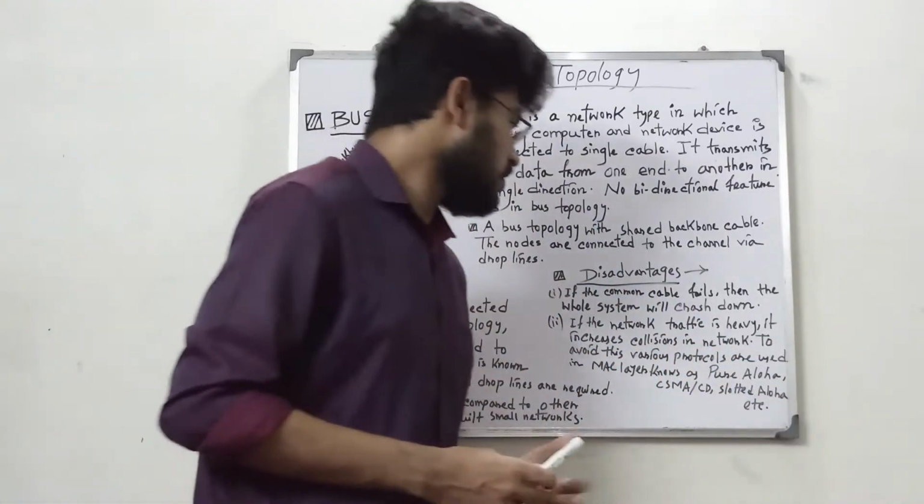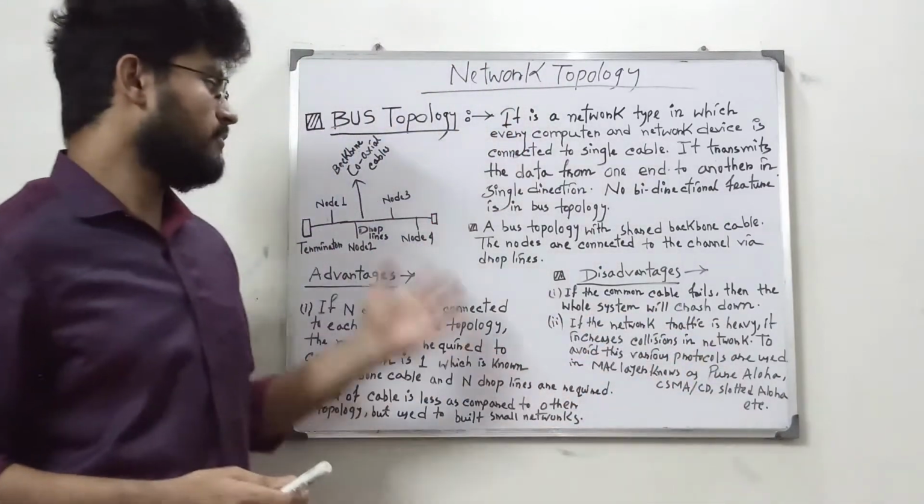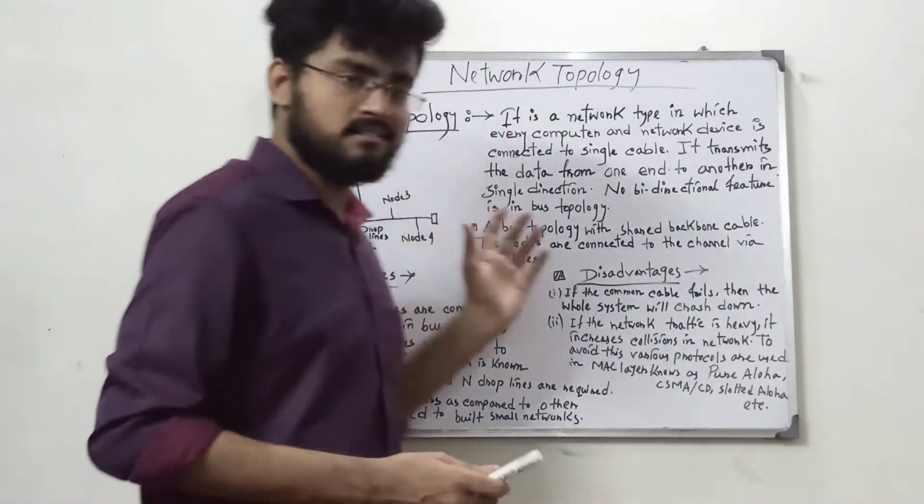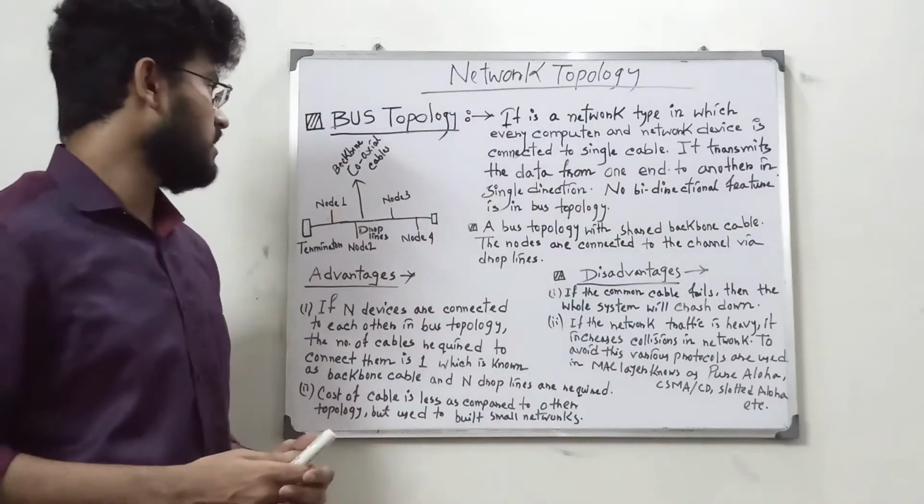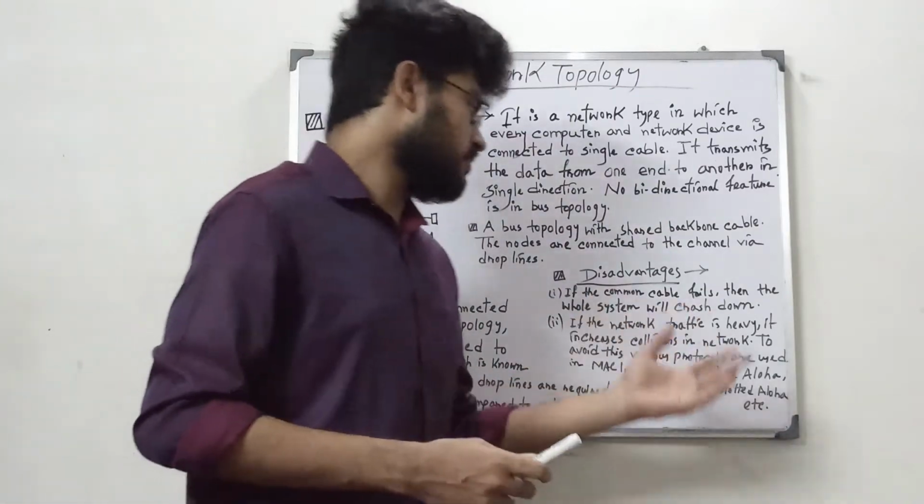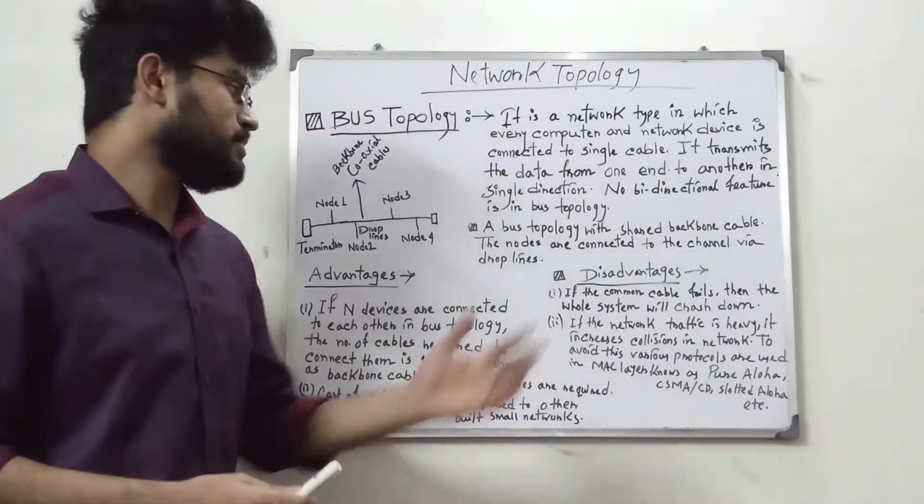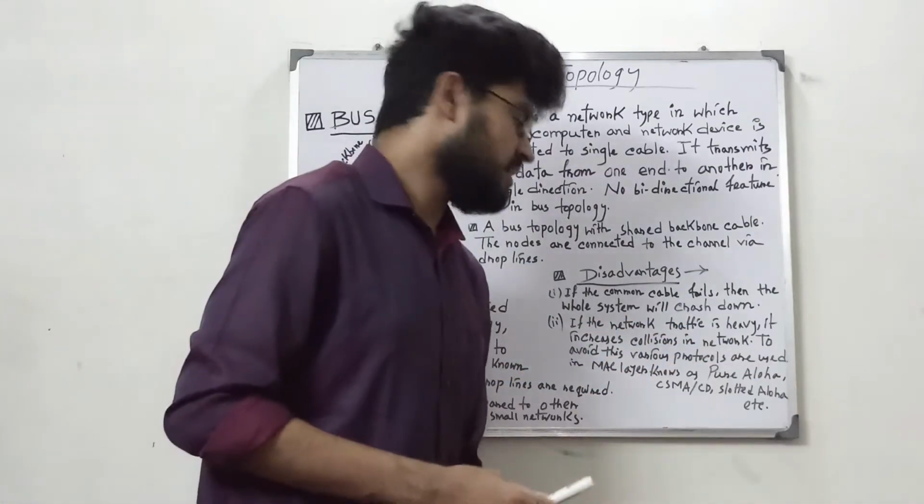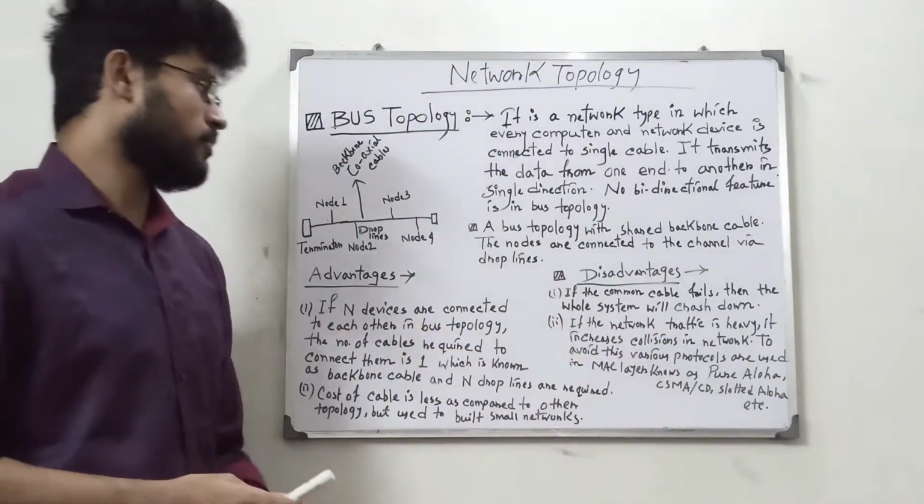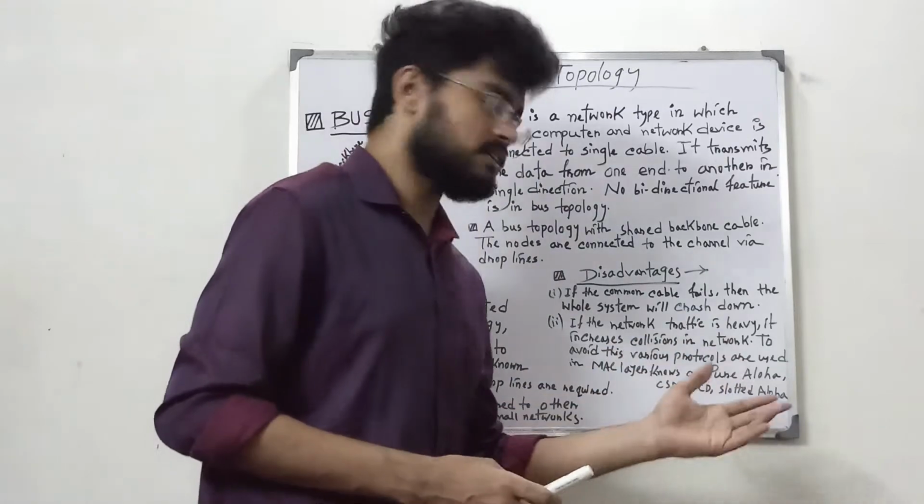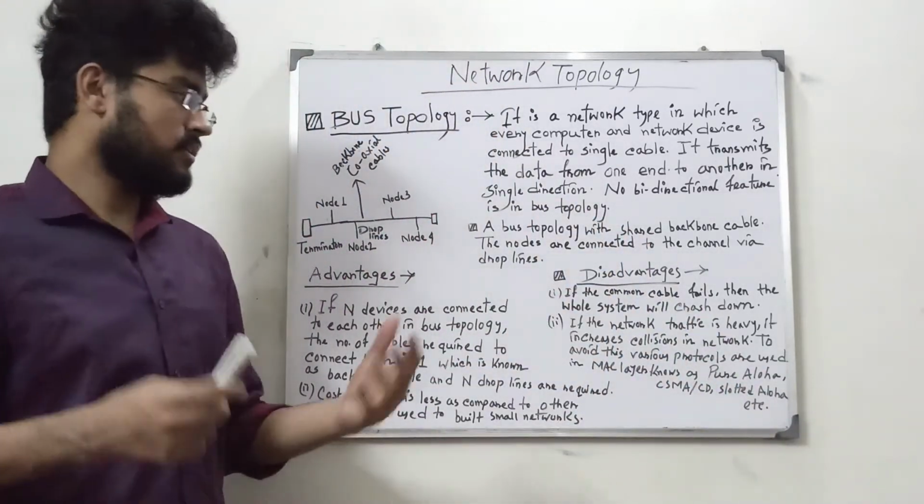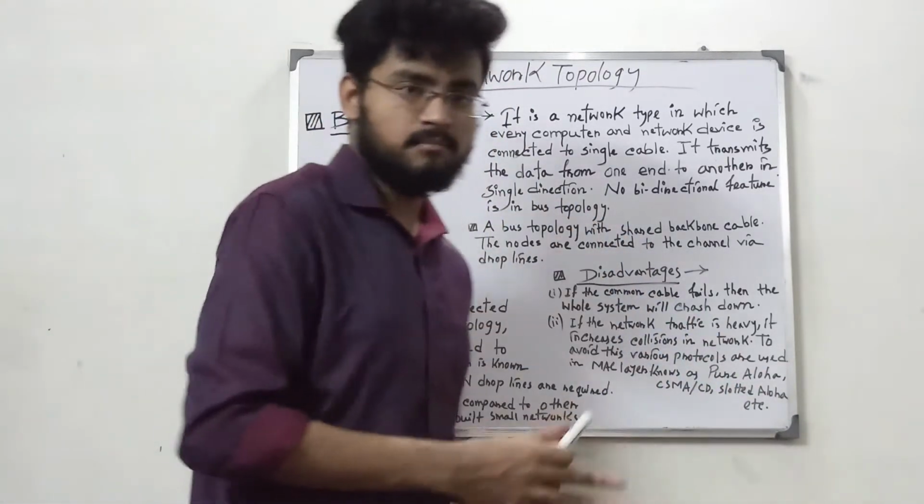For now, we can learn that to avoid these collisions on the backbone coaxial cable, various protocols are used in the MAC layer, that is pure ALOHA, slotted ALOHA, CSMA/CD, etc. We will learn about all of these collision protocols in later videos. So this is basically the bus topology.